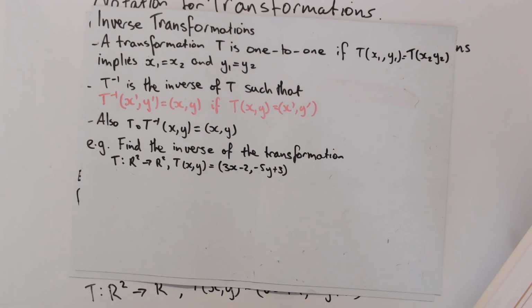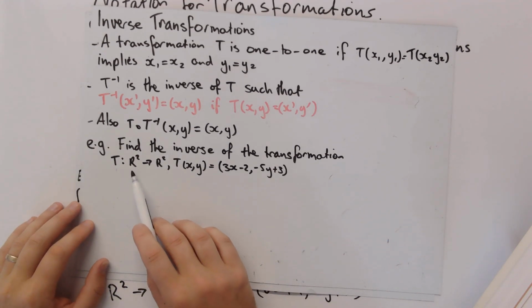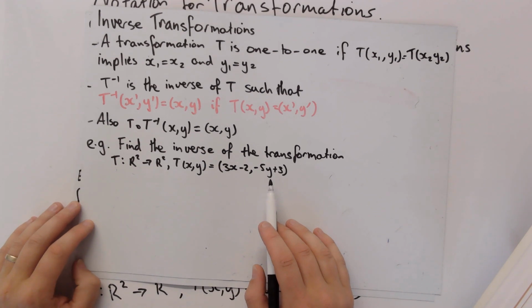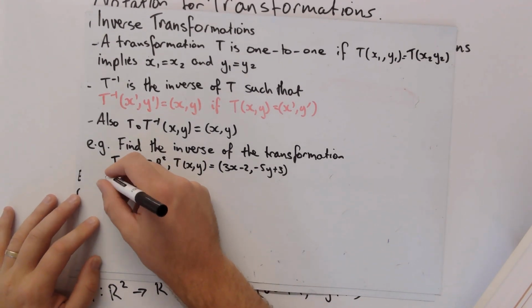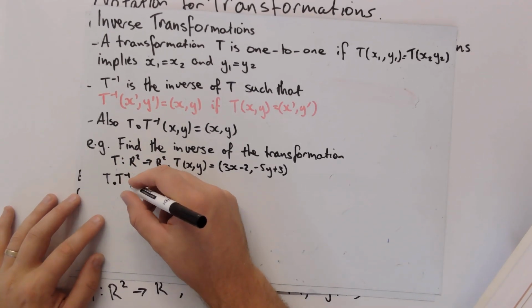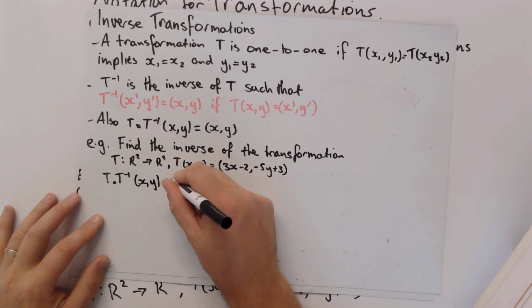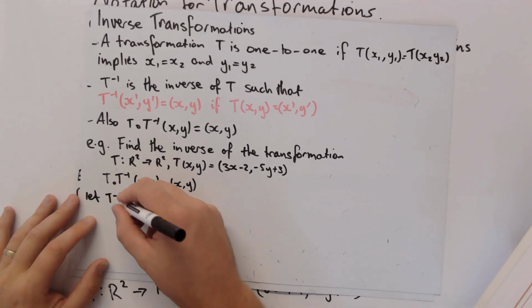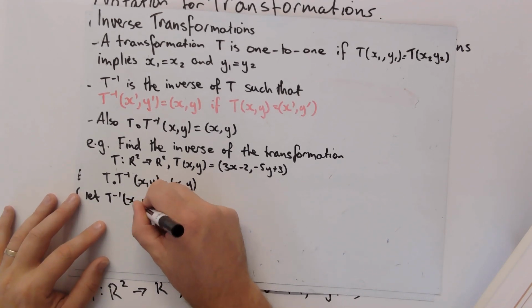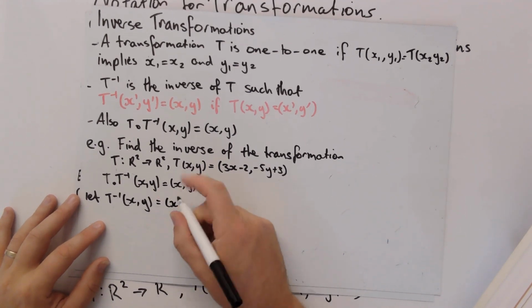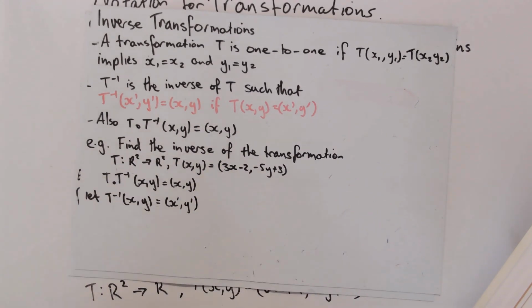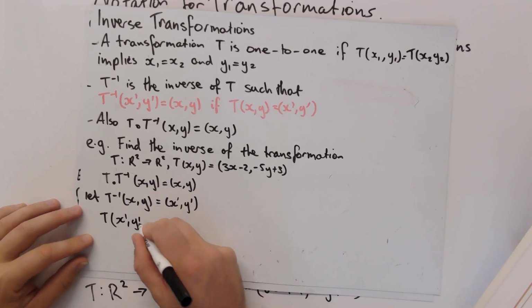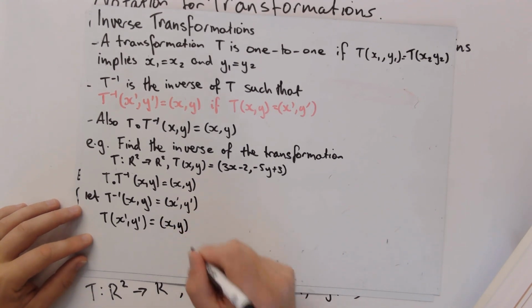So we're going to have a look at an example here. We want to find the inverse transformation. We've got T from R squared to R squared, T of (x, y) equals (3x take 2, negative 5y plus 3). We know that if we go T negative 1 of T of (x, y), we're going to get (x, y), so they're going to cancel each other out. So we're going to let the inverse T of (x, y) equal (x dash, y dash). Then that means that the transformation of (x dash, y dash) will get us back to (x, y).